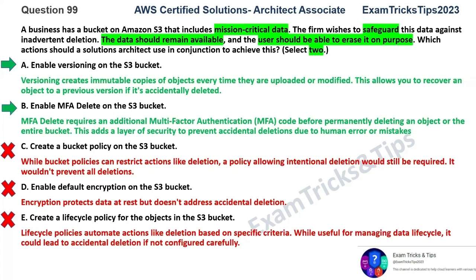If you want to stop accidental deletion, use versioning to recover the file. And obviously, if you want to stop it in its tracks, then use multi-factor authentication so that you add an extra layer of security to prevent the accidental deletion itself. So these are the two things I would do. That's everything on this question. Let's move on to the next question.